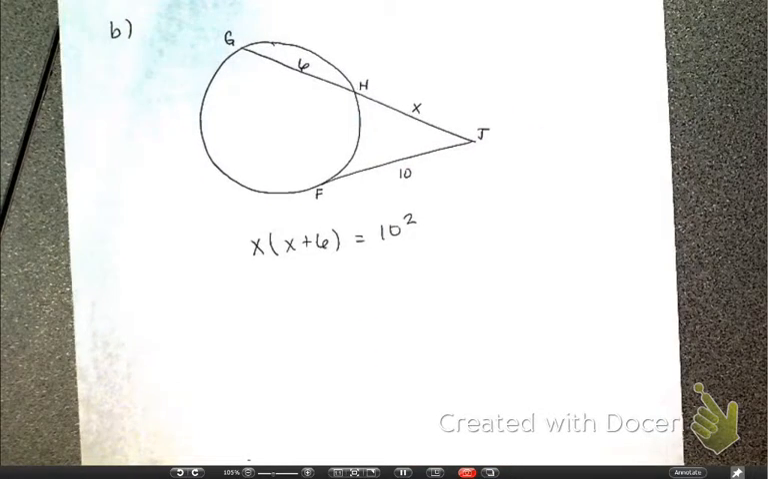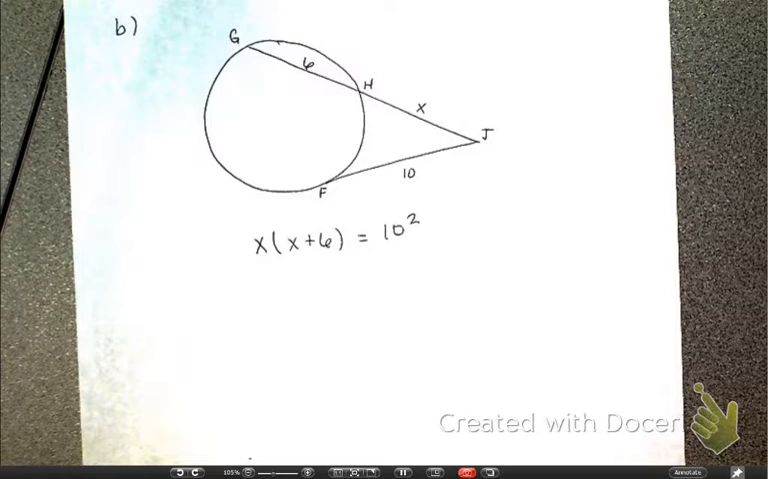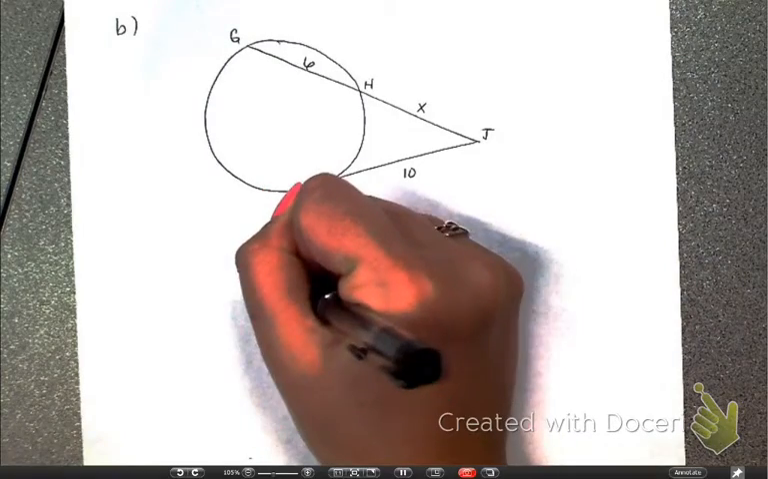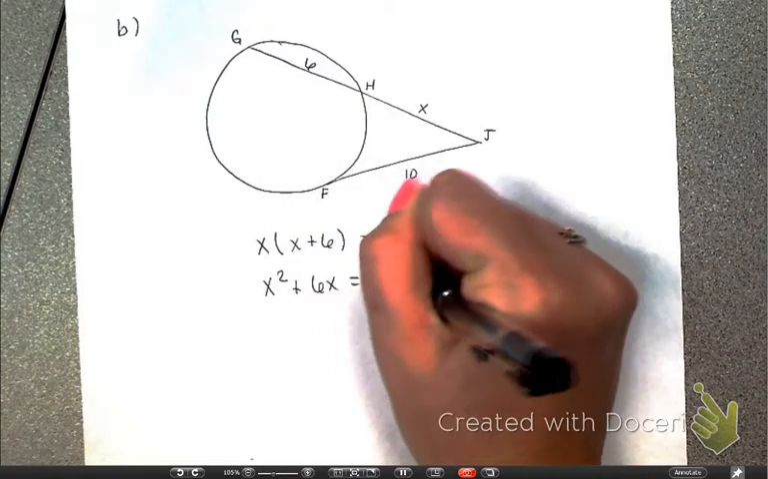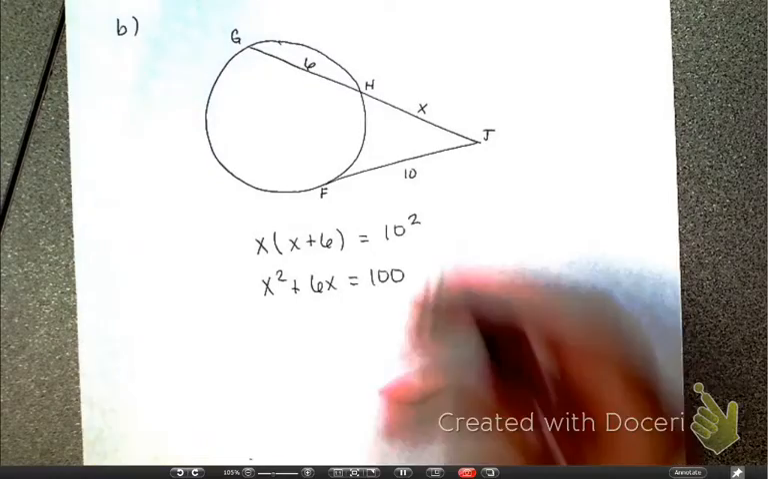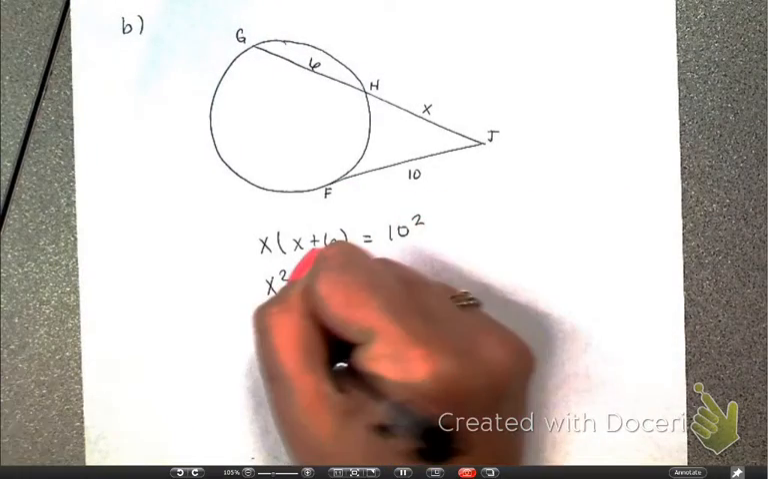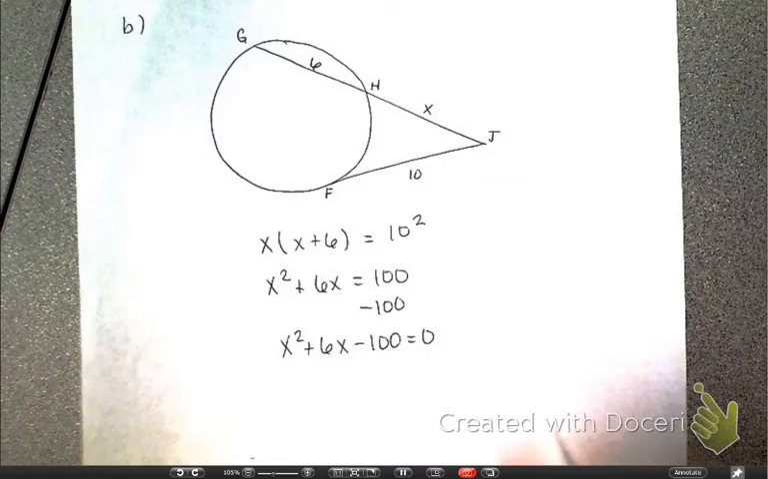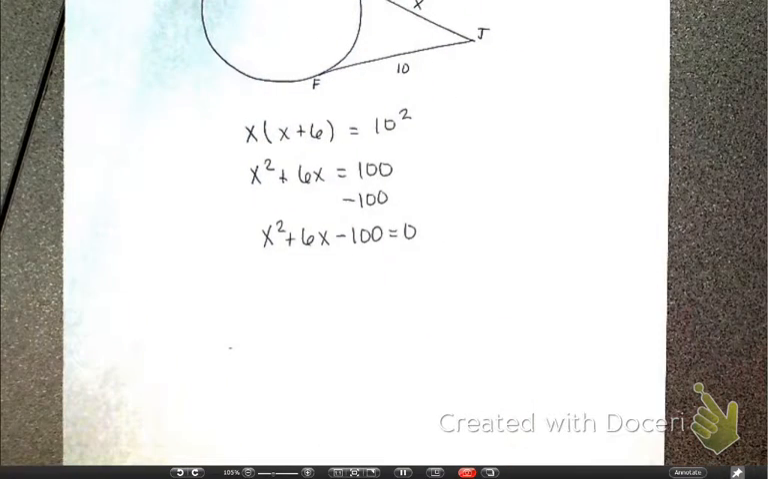Is this the equation everybody got? The outside piece times the whole thing equals the tangent squared. And then you have x squared plus 6x equals 100. What did you do from there? Square root? Nothing. You cannot square root that. What can we maybe do? Subtract the 100. Because then this is now a quadratic equation. How do I solve for x if I have a quadratic equation?